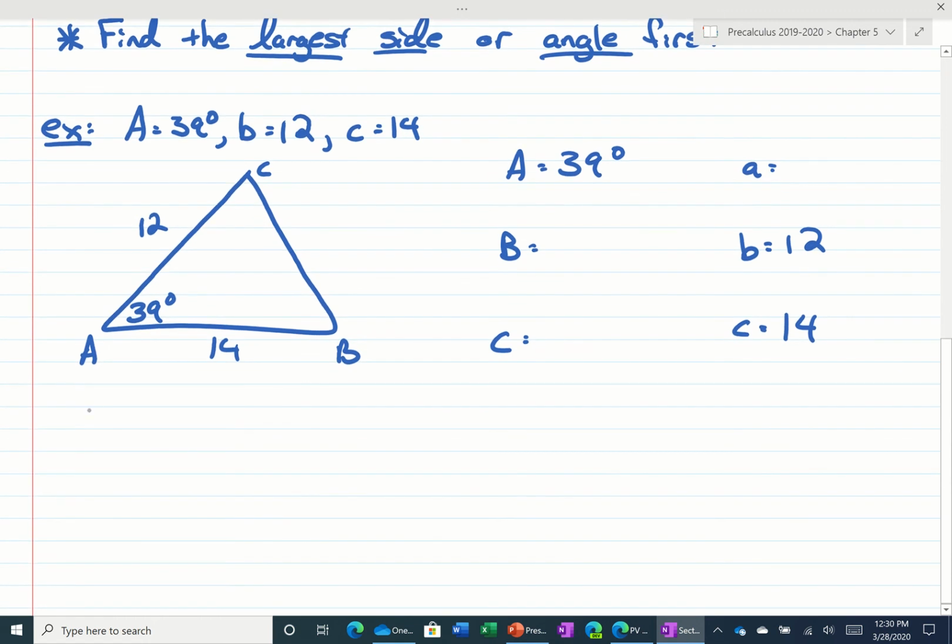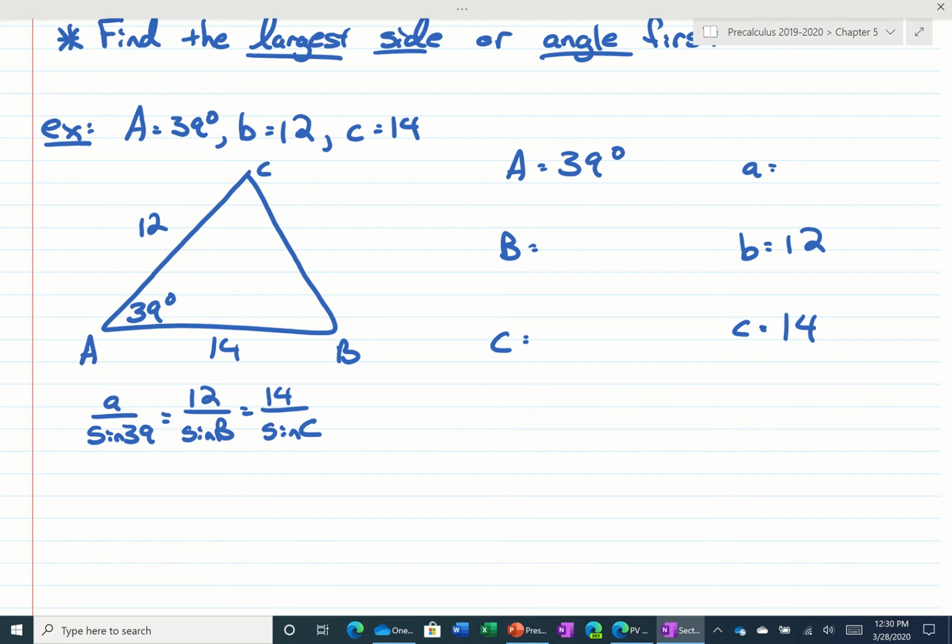And the problem is, if you try to do the law of sines, we're going to have to do side A over the sine of angle A is equal to side B over the sine of angle B is equal to side C over the sine of angle C. And the problem is, we don't have a full ratio. So because we don't have a full ratio, we can't do the law of sines.